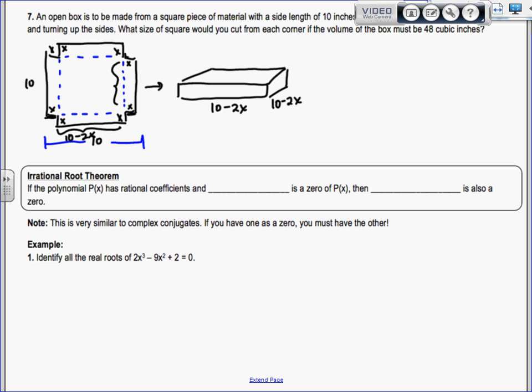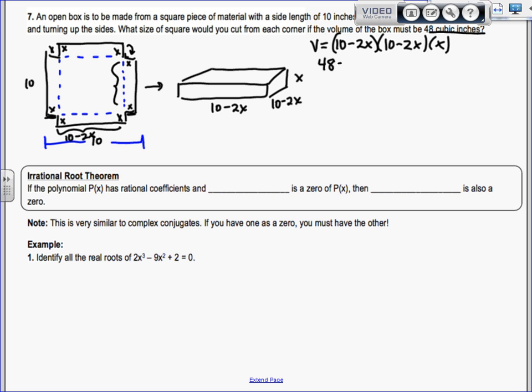But what is the height of the box? It is not 10 minus 2x. As you fold up this piece, how tall is my box? X. Okay, so I have a volume, length times width times height, of 10 minus 2x, 10 minus 2x times x. All right, and we want the volume to be 48 cubic inches. That's what it said in the problem.